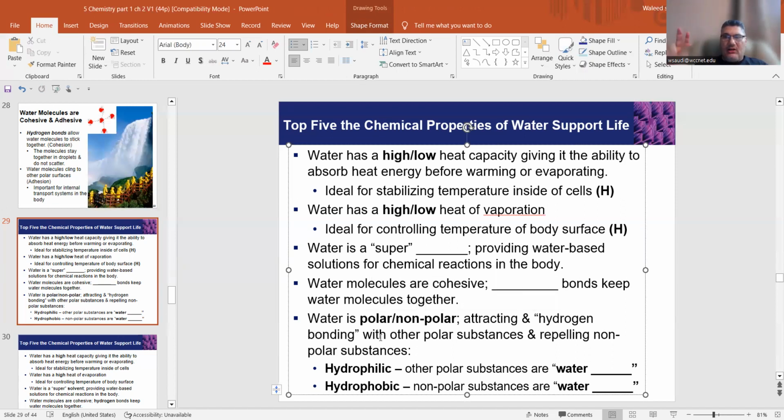Yes. Remember oxygen, two hydrogen, unequal sharing. It's polar. If it is not polar, it wouldn't stay together. It will not attract. It will not make hydrogen bonds. It makes hydrogen bonds because it's polar, with unequal sharing. Okay, hydrophilic is a polar substance or water.